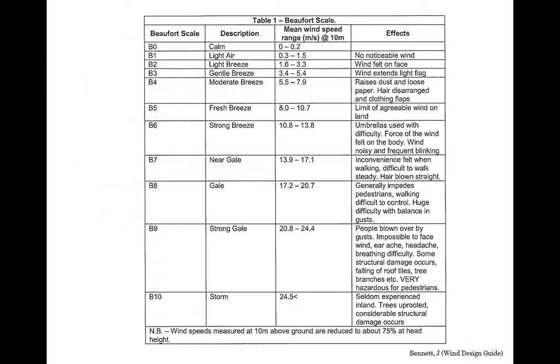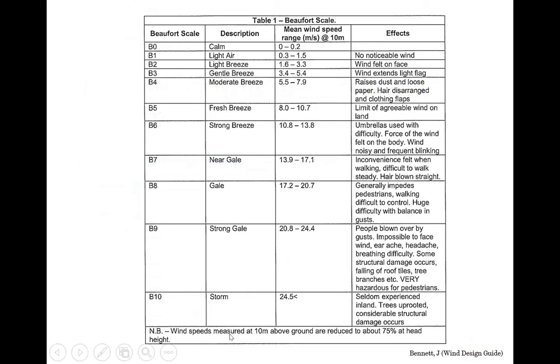You might also look at wind velocities at ground level, but in terms of the Beaufort scale, it's measured 10 meters above the ground. The reason being that if you measure wind directly at ground level, then anything such as a car or a low hedge can impact that wind velocity. So we tend to measure it a little bit higher. And then the effects. So for example, B5, fresh breeze, 8.0 to 10.7 metres per second, limit of agreeable wind on land. If we look down at a stronger wind, B8, 17 to 20 metres per second, generally impedes pedestrians, walking difficult to control, huge difficulty with balance in gusts. So it's a really good method of understanding the wind.